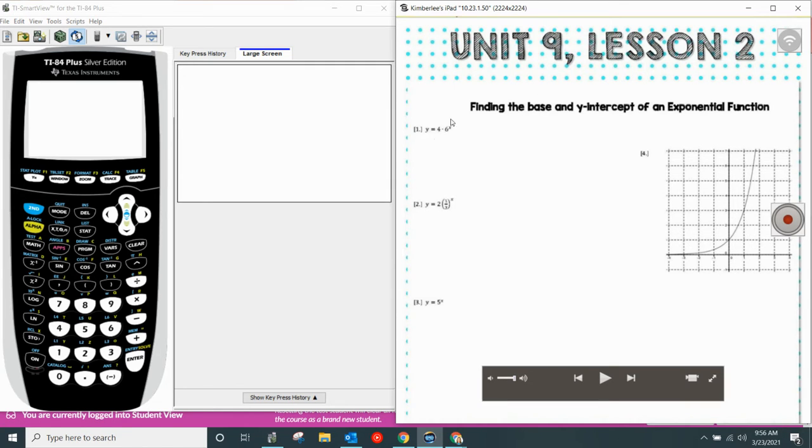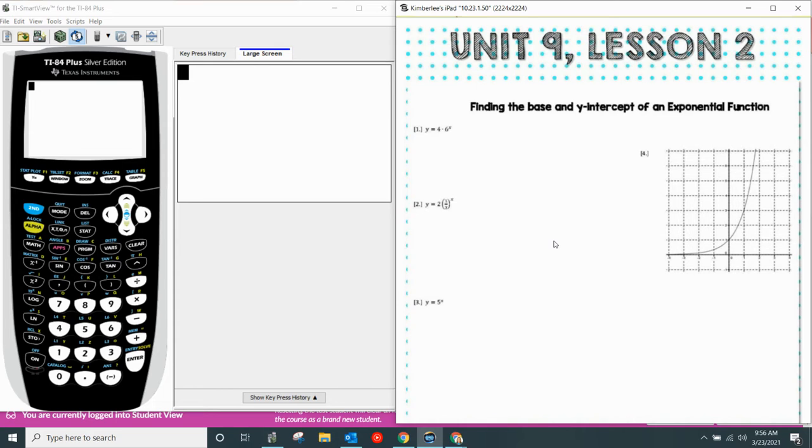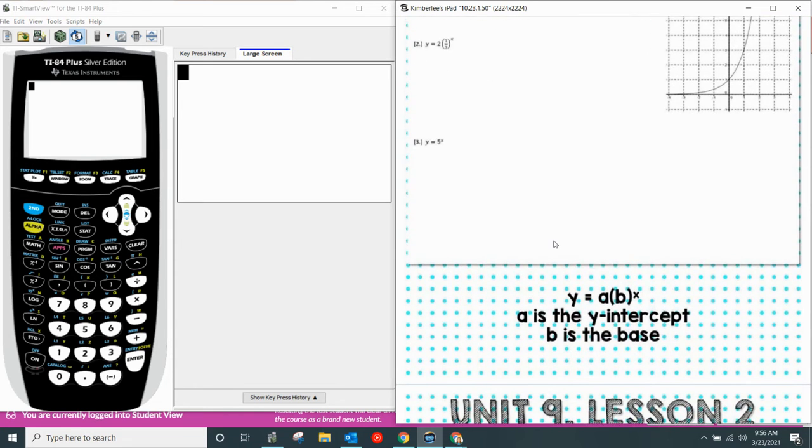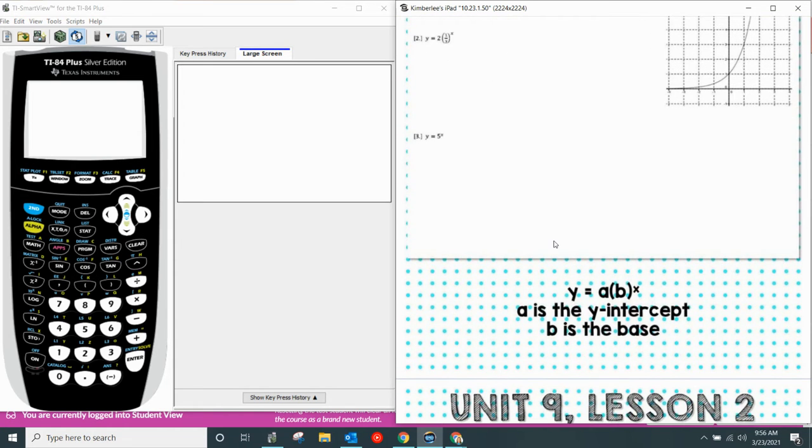Okay, so here's the notes. I know this is kind of small, so if you're working on the slide, you need to zoom in. It just happened that way. Sorry about that. I put at the bottom of the notes here the form for the equation of an exponential function. This is important information. So a is the y-intercept and b is the base.